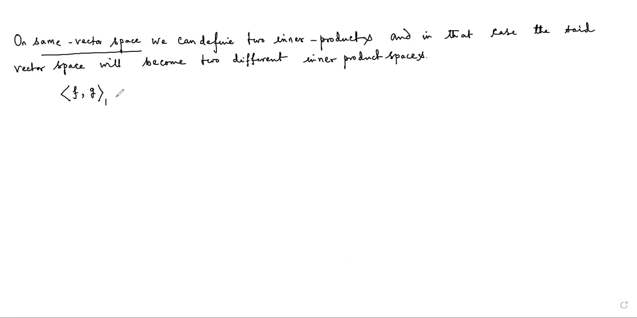Suppose for two functions, I am considering the vector space C[0,1]. Once again, that L2 space I'm considering. On this, I'm defining one inner product, which I have already shown in the previous session is an inner product. This L2 space is an inner product space under the inner product that I have written over here. This is my first inner product that I'm defining on L2.